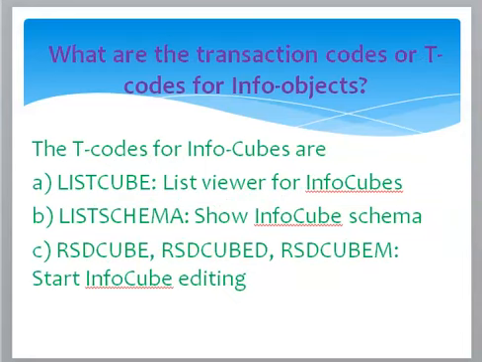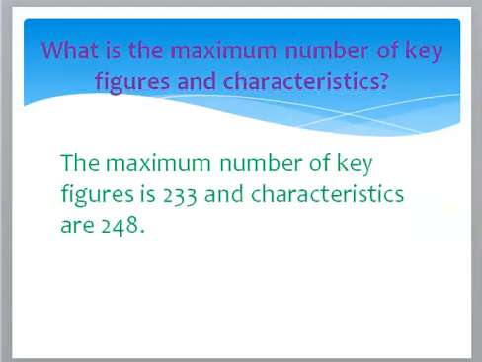What are the transaction codes or T codes for InfoCubes? Answer: The T codes for InfoCubes are LISTCUBE, list viewer of InfoCubes, LISTSCHEMA, shows InfoCube schema, RSDCUBE, RSDCUBED, RSDCUBEM, start InfoCube editing. What is the maximum number of key figures and characteristics? The maximum number of key figures is 233 and characteristics are 248.